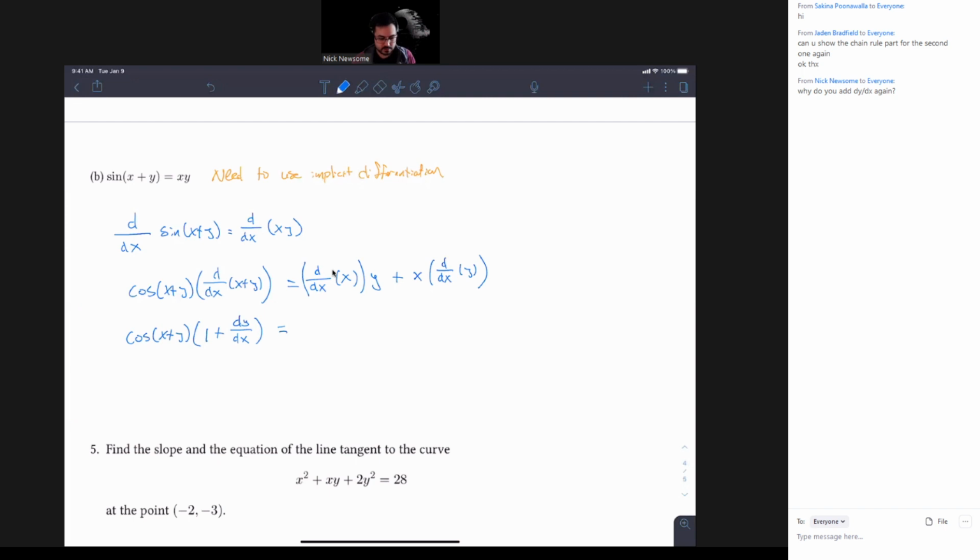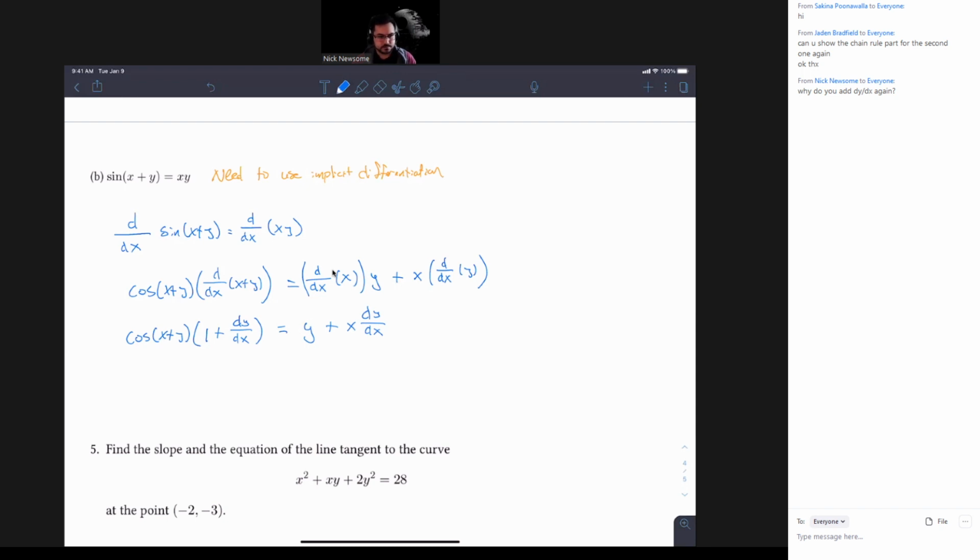Now I take my derivatives. Derivative of x with respect to x is just 1. 1 times y is just y. Derivative of y with respect to x is exactly dy/dx. So the product rule still happens.